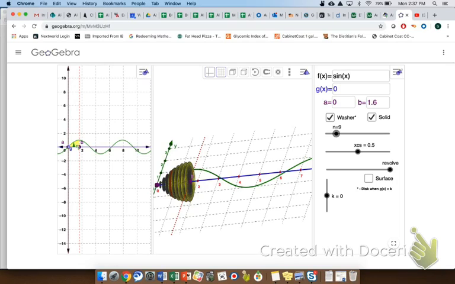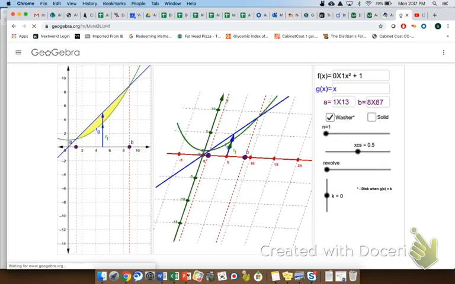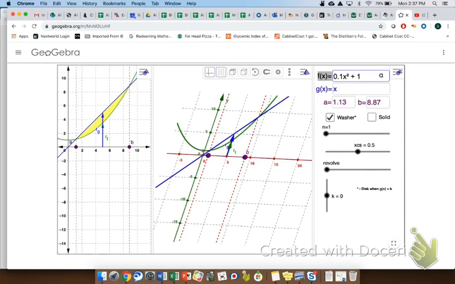So instead of, oh, come on, you can do it. Come on, computer. We'll refresh this. Okay. So instead of those two functions, let's do these two. Let's go sine of x and f. Let's go 0.2x.